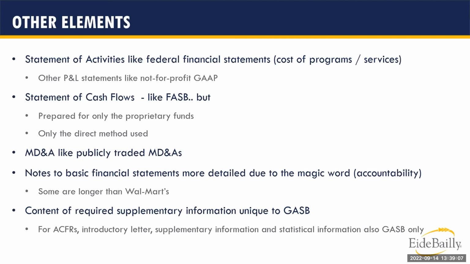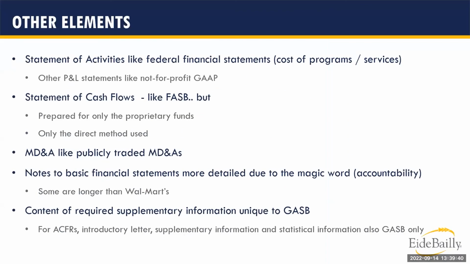The statement of cash flows is also just like the FASB, but it's included only for proprietary funds, and it's only prepared using the direct method, which many software providers have built in. So the direct method is, okay, show me all your outflows to vendors, show me all your outflows for payroll, and so on, and show me all your inflows from investments in cash. And that's a direct method statement of cash flows. In many modern software packages, it's almost push button.